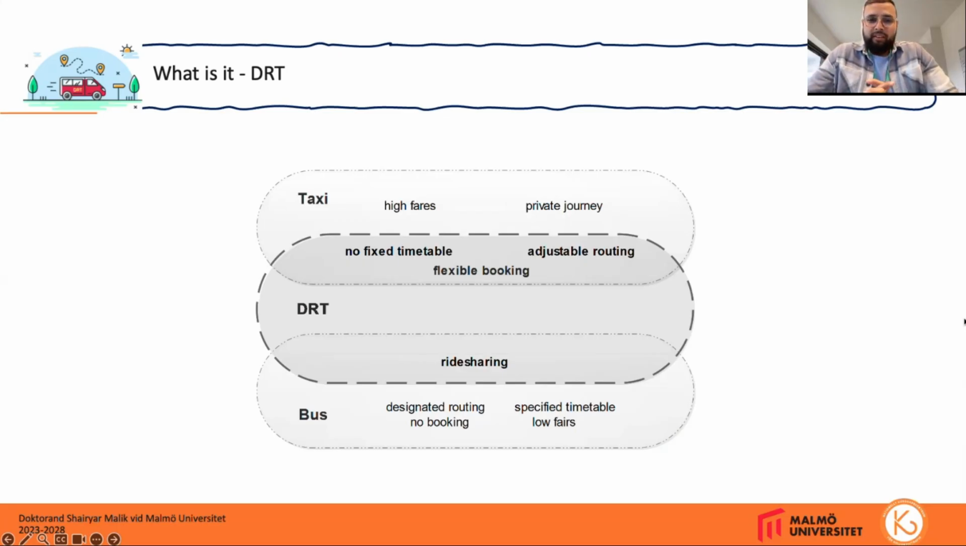Just to set the context, let's introduce the DRT concept, demand responsive transport. It's a type of transport that sits in between conventional bus services and taxis. Like a bus, it offers a shared ride at low cost, but like a taxi, it operates on demand, without any fixed timetable or fixed routes. It changes its routes or timetable based on the received requests.